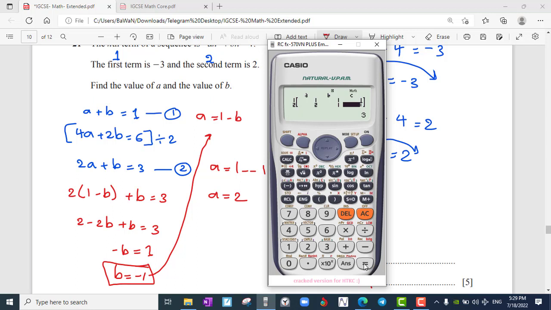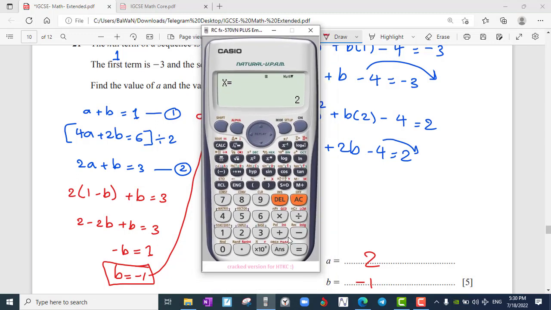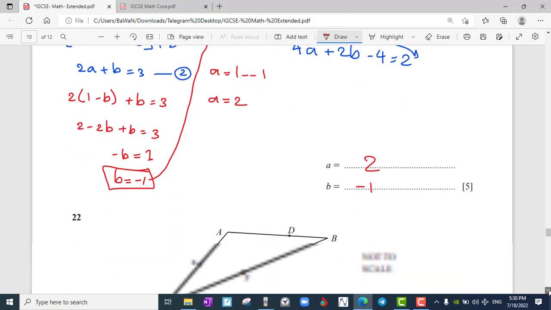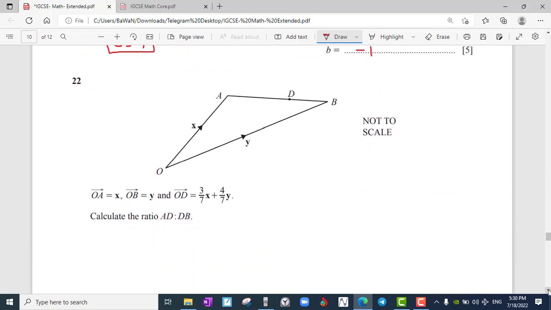The calculator will solve it in terms of x and y, but it doesn't matter. Our equation is in a and b, we understand. X equal 2 means a equal 2. We got the answer right. Press equal again. Y equal -1 for our case means b is -1. So both our answers are right. Now let's move to the next question.